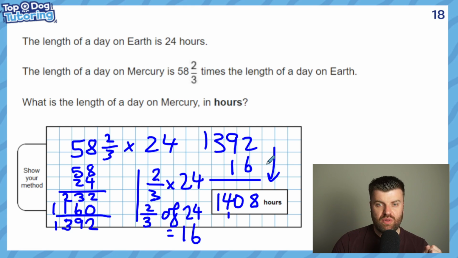Imagine doing a day of work on Mercury. Whew. Did you have a good day at work? Yeah. It was really long. It was like 2 months long.